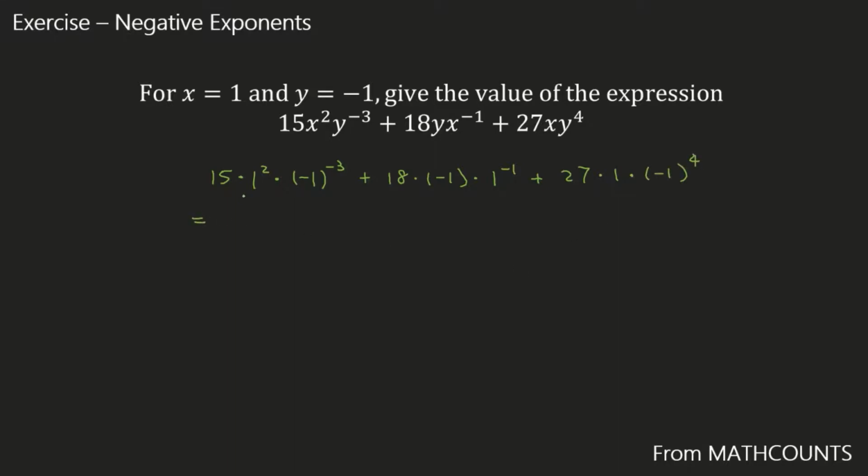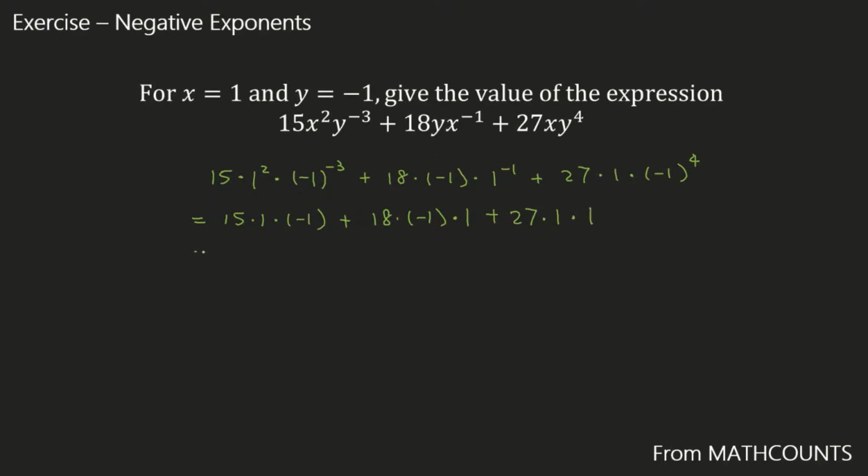Okay, so in here we have 1 squared is 1, so that's 15 times 1, which is 15. Negative 1 raised to the negative 3 power is basically negative 1 raised to the 3rd power, which is negative 1. Okay, so what we have is 15 multiplied by 1 multiplied by negative 1. And then here we have 18 multiplied by negative 1. 1 raised to the negative 1's power is the same as 1 raised to the 1's power, which is 1. Okay, and then we have 27 multiplied by 1 multiplied by negative 1 raised to an even power is 1.